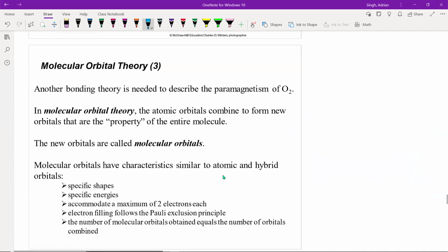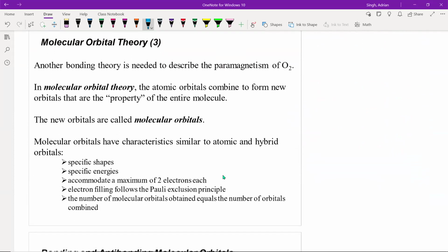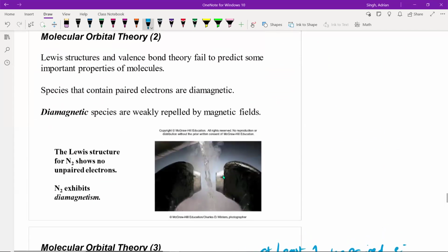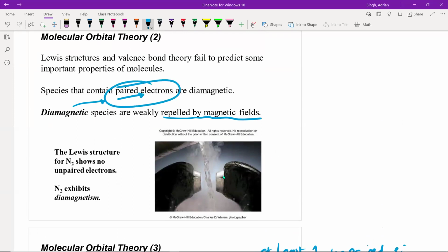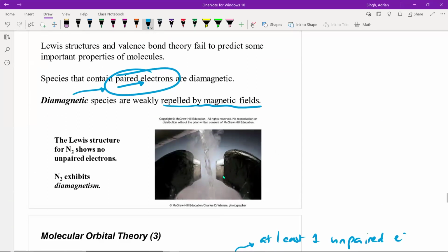So the model of molecular orbital theory is what we're going to use. We're going to talk a little bit about that now. It is going to help describe the paramagnetism of oxygen, of O2. And again, paramagnetism means that there's at least one unpaired electron. In contrast, remember diamagnetism means that instead of being attracted by a magnetic field, diamagnetic species are weakly repelled by magnetic fields, and diamagnetic species contain paired electrons, right? So all the electrons are paired up with other electrons.